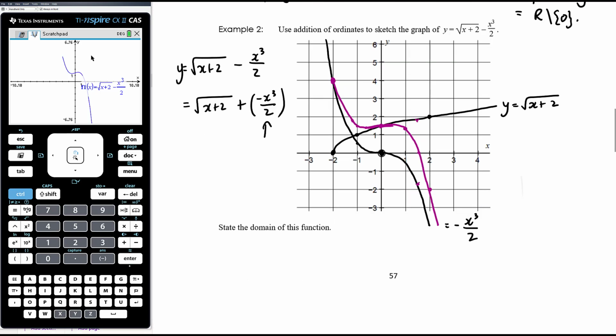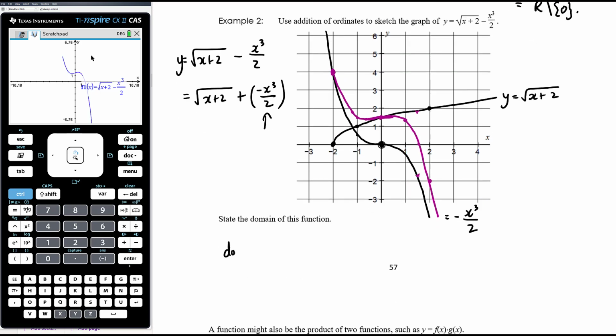State the domain of this function. Okay, so remember the domain of f plus g is equal to the intersection of the domain of g and the domain of f, because they both have to exist. The domain of f is from -2 to infinity inclusive. The domain of g is R, so it's just the domain of f that applies then. -2 to infinity, sorry, not inclusive of infinity, inclusive of -2.